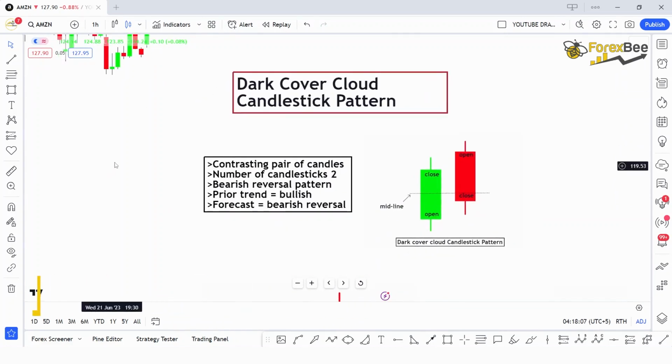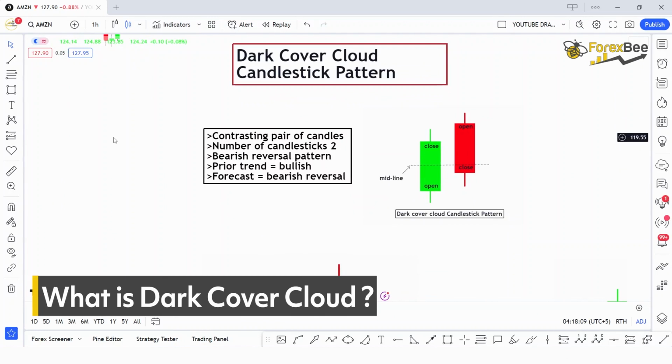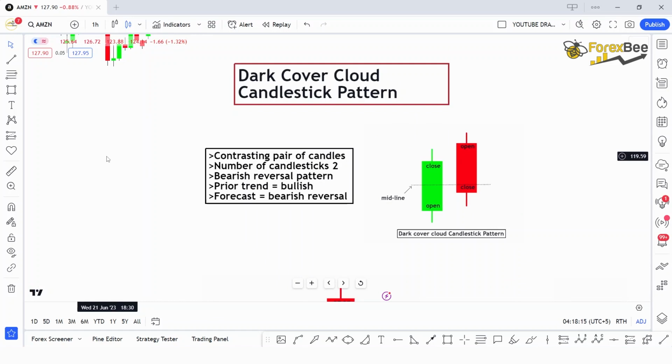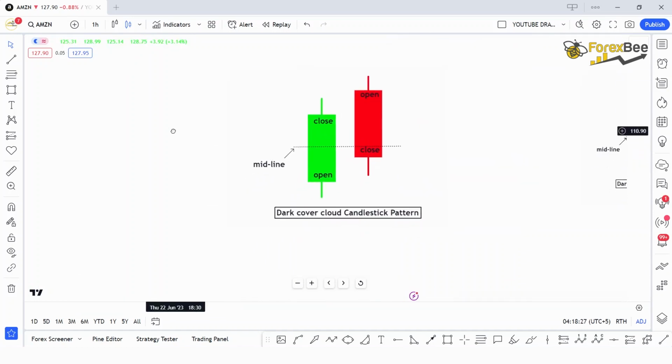So, a dark cloud cover candlestick pattern consists of two candlesticks which are contrasting in nature. This candlestick pattern indicates a bearish reversal trend in the future, and the prior trend to this candlestick pattern is usually a bullish one. To identify this candlestick pattern, a trader has to look for the appearance of two candlesticks on a trading chart, in which the first one is a white candlestick or bullish candlestick, which is followed by a bearish candlestick. The close and the open of the two candlesticks form a price gap.